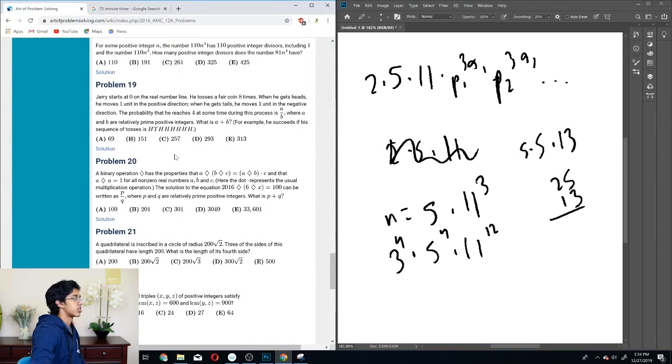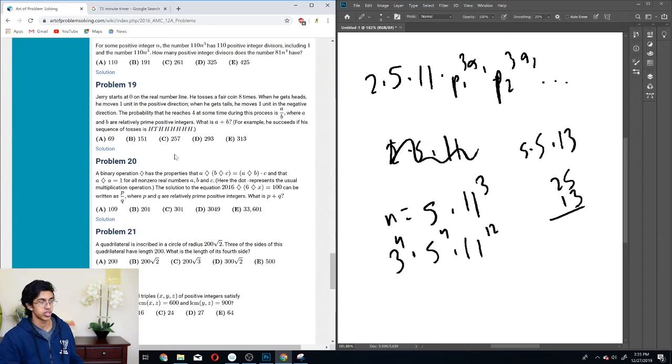Okay, 28 minutes. Alright, Jerry starts at 0 on the real number line. He tosses a fair coin 8 times. If he gets heads, he moves 1 unit in the positive direction. If he gets tails, he moves 1 unit in the negative direction. The probability that he reaches 4 at some time during this process is A over B, where A and B are relatively prime integers. So in order to get a 4, you can either go 4 heads, 4 tails, get 5 heads and 3 tails, or 6 heads and 2 tails.